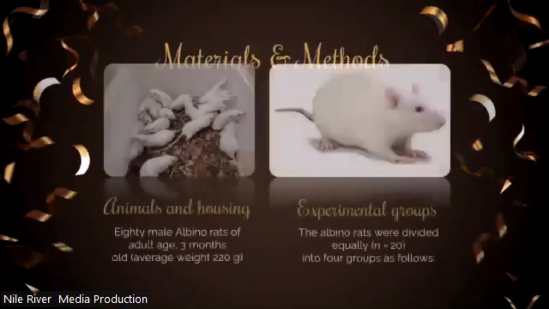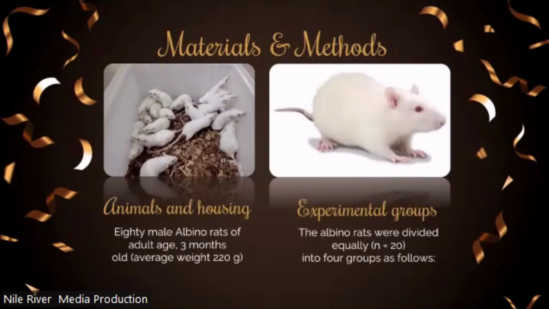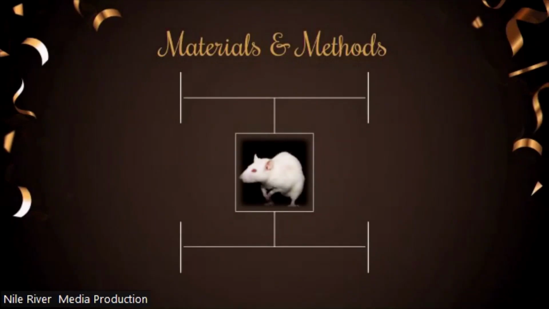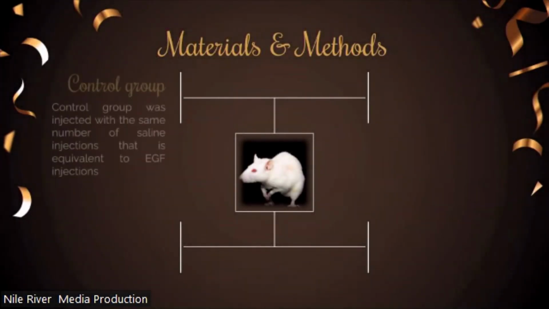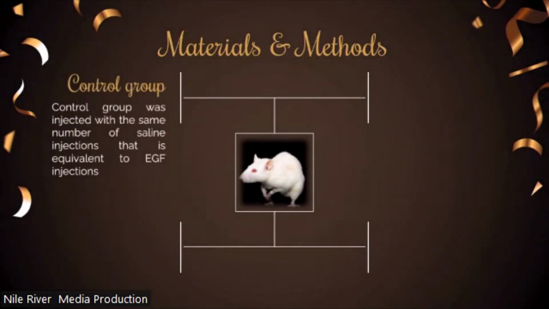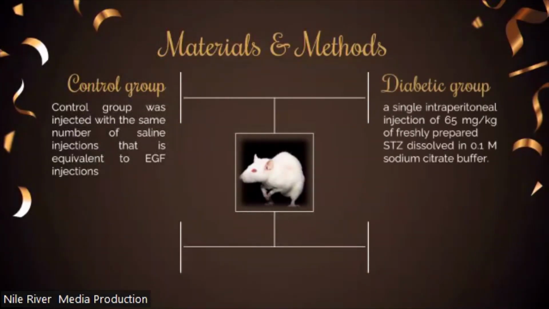Materials and methods. Animals and housing: 80 male albino rats, adult, age 3 months, average 220 grams. Albino rats were divided into 4 groups. Control group was injected with the same number of saline injections as epidermal growth factor.